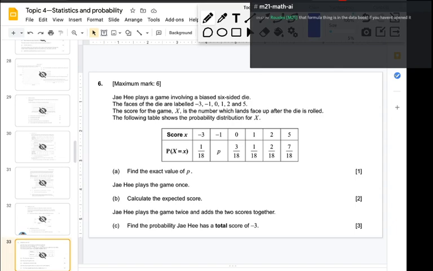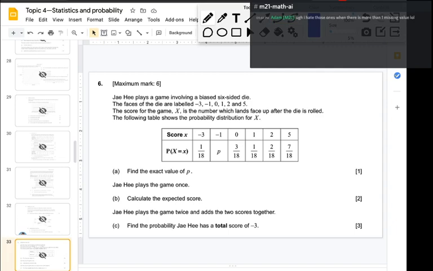Okay, Jay plays a game involving a biased 6-sided die. The faces of the die are labeled -3, 1, 0, 2, 1, 0, 1, 2, 5. The score for the game, X, is the number which lands face up after the die is rolled. The following table shows the probability distribution for X. So we need to find the exact value of P. I hate those ones when there's more than one unknown value. For me, it's not that bad. Do you want to do it?